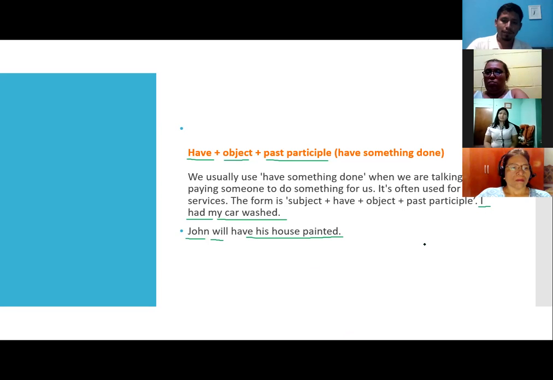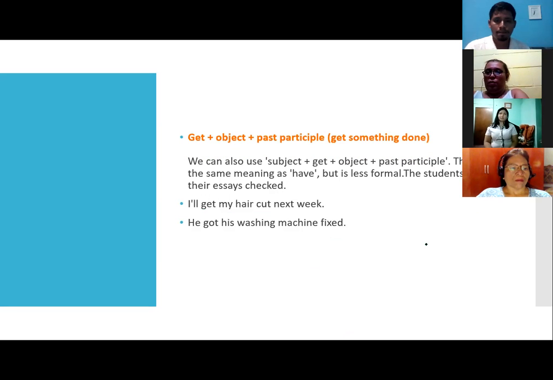Let's go to the following. Get plus object plus past participle. In this case, the structure is the same. And it says that we can also use subject plus get plus object plus past participle. And this has the same meaning as have, but it's less formal, okay?